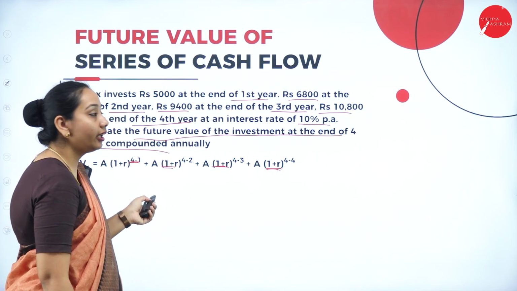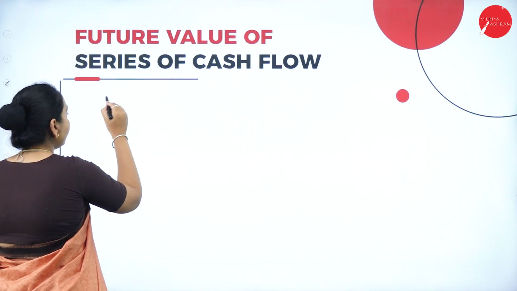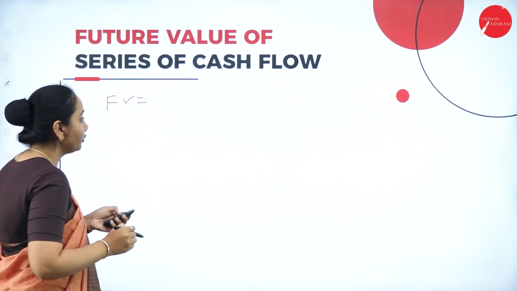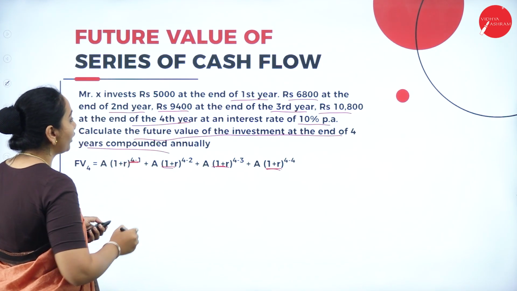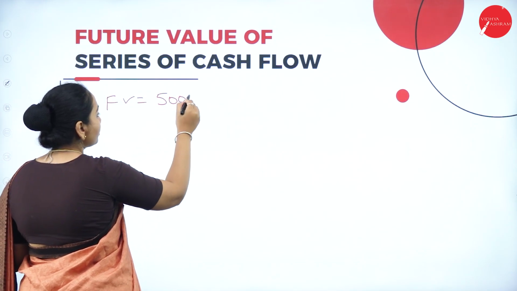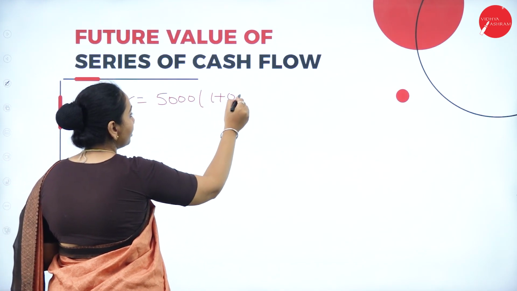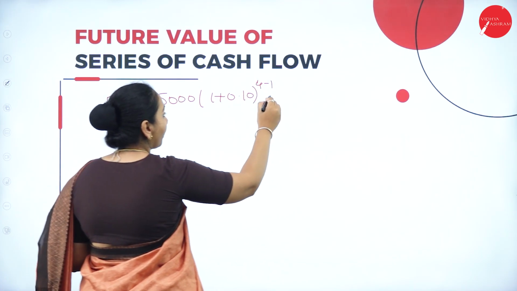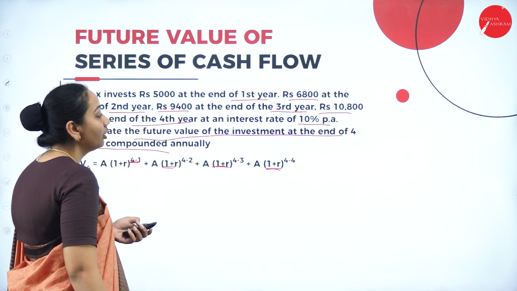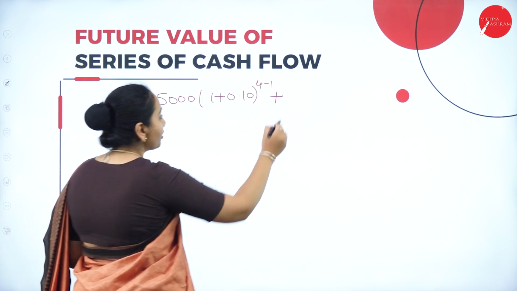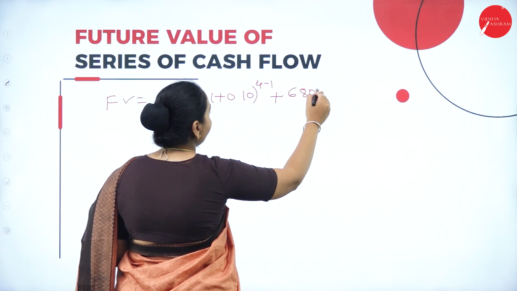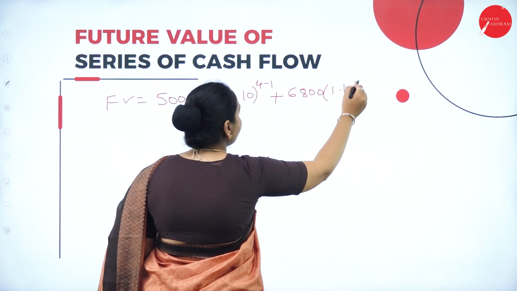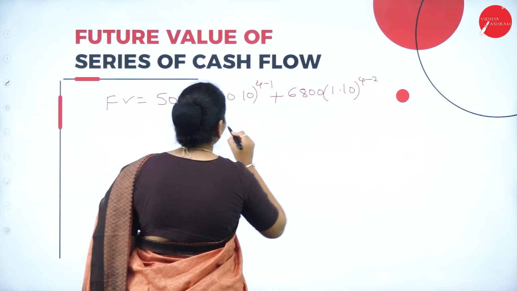So we'll calculate the solution. First, future value is equal to, for the first year they have deposited 5,000 rupees: 5,000 into (1 + 0.10) to the power of 4 minus 1, plus for the second year the person has deposited 6,800: 6,800 into 1.10 to the power of 4 minus 2.